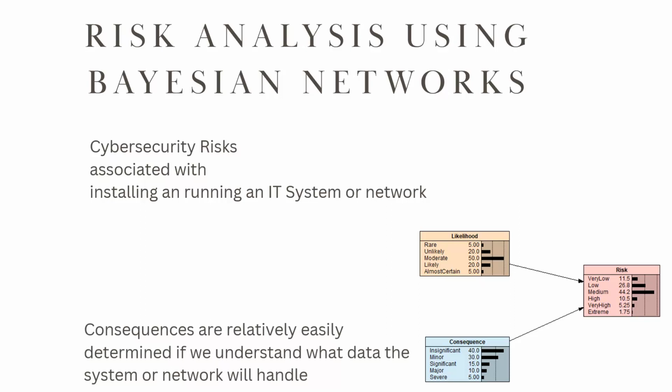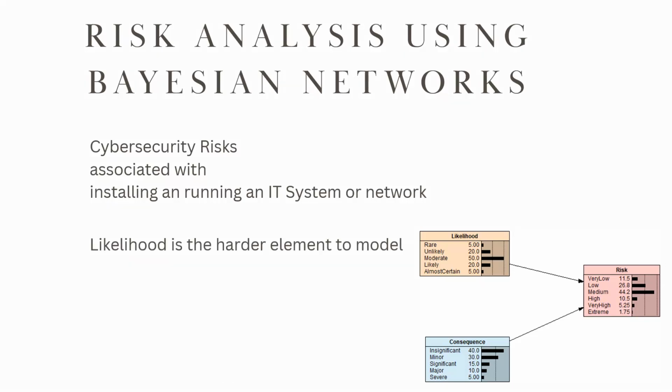Looking at our simple model, for the consequences node, it is relatively easy to determine what values apply if we understand what data the system or network is handling. If it's a banking application or network, for example, the consequences of a data leak or compromise could be severe. It's the likelihood node that is the harder element to model. How are we going to do that?